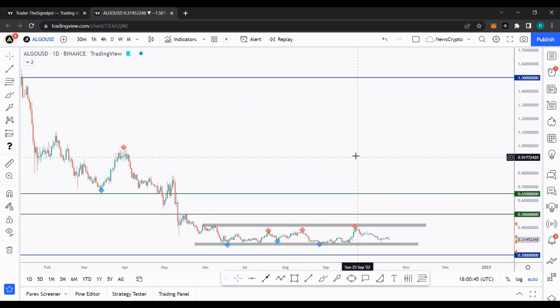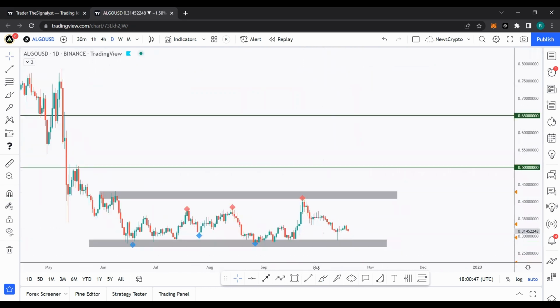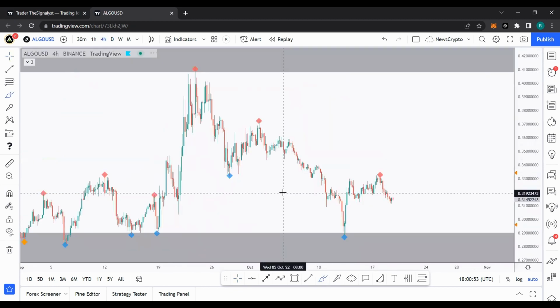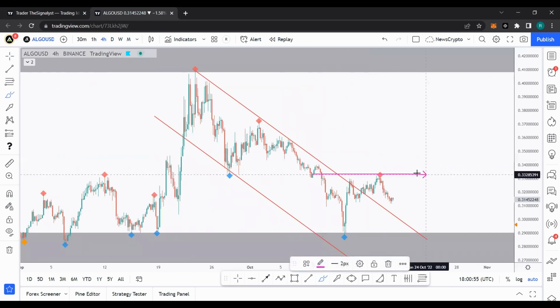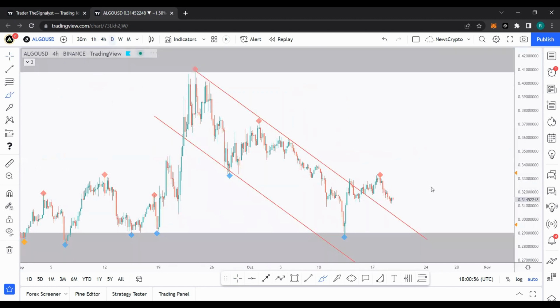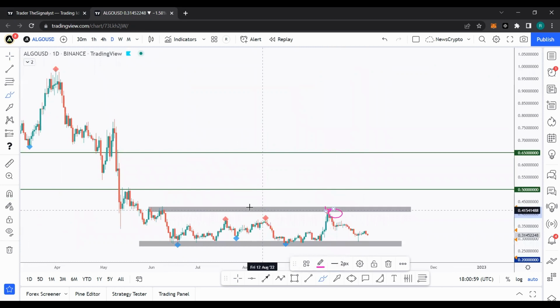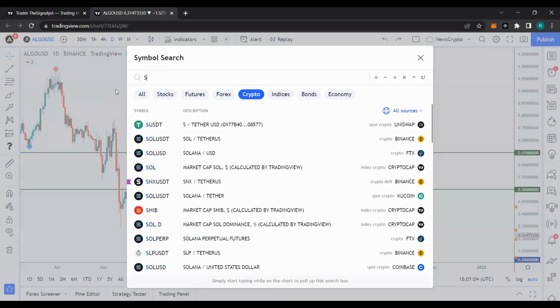Same thing for ALGO. If we trade lower, I'll be looking for buy setups here. If we go to H4, that's our last high, and if you go to daily, that's our major high. Now let's go for sushi, and then this would be our last one.